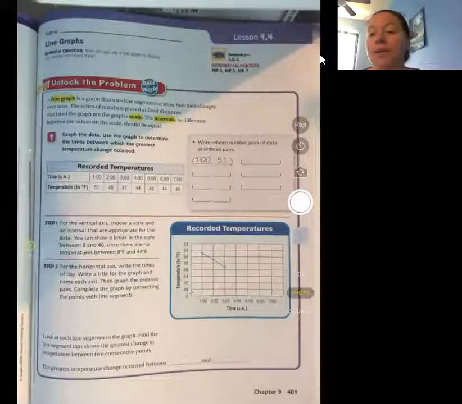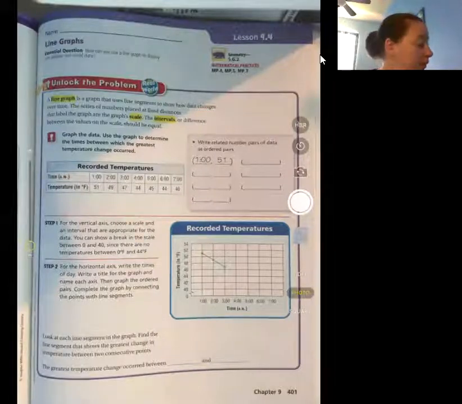Hi guys, so we're looking at lesson 9.4 inside the student book, page 401. Unlock the line graphs. Unlock the problem. A line graph is a graph that uses line segments to show how data changes over time.